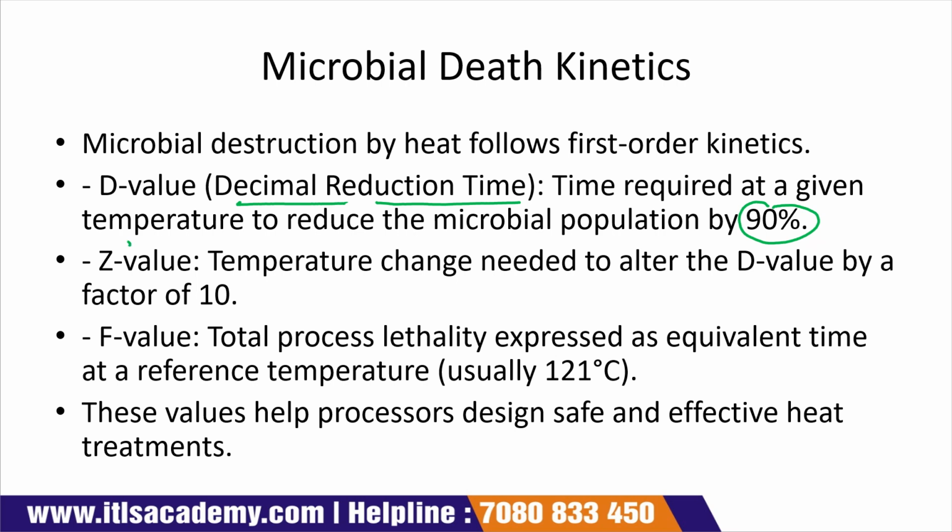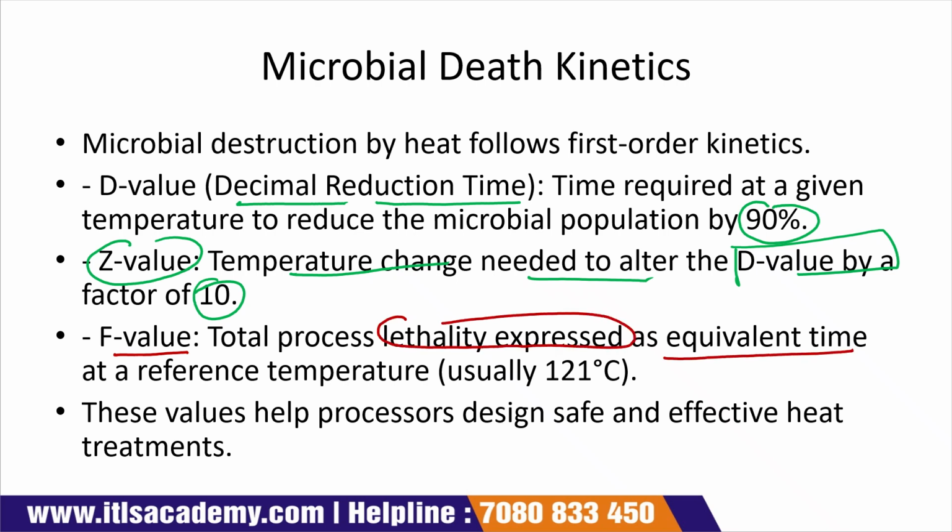Next is your Z value. Z value is the temperature change needed to alter the D value by a factor of 10. Next is your F value. F value is the process lethality expressed as an equivalent time with reference to a temperature of around 121 degrees Celsius. So these values help the processor design a process that is safe for the food product and effective for the heat treatment.